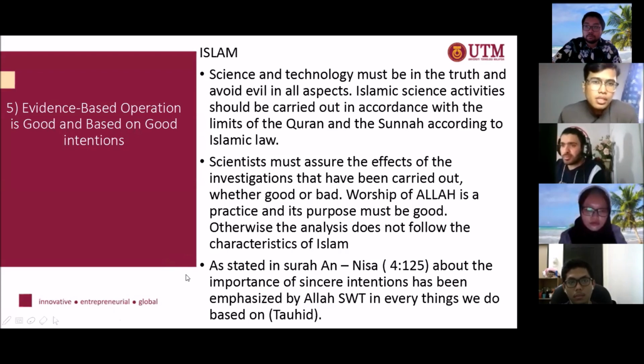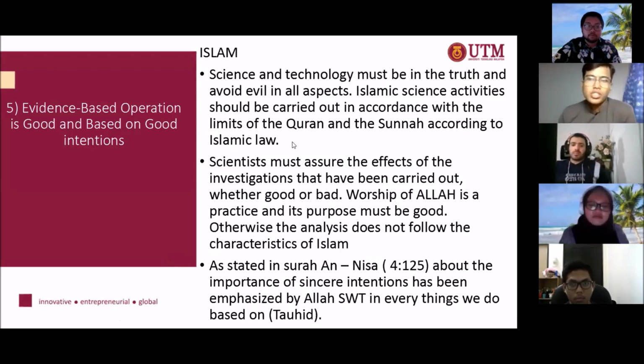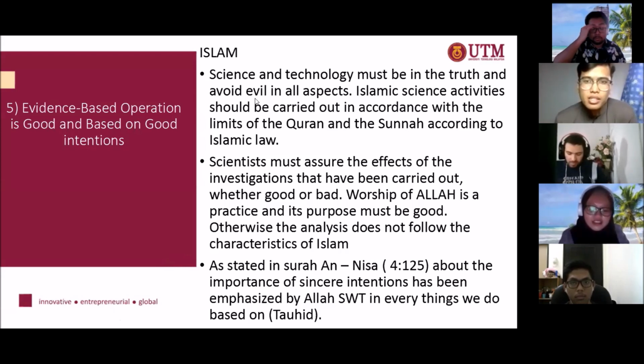Thanks. Best operation is good and based on good intention. In Islam, science and technology must be in the truth and avoid evil in all aspects. Islamic science activity should be carried out in accordance with the limit of the Quran and the Sunnah according to the Islamic law. Scientists must assure the effect of the investigation that have been carried out, whether good or bad, worship of Allah is practiced and its purpose must be good.